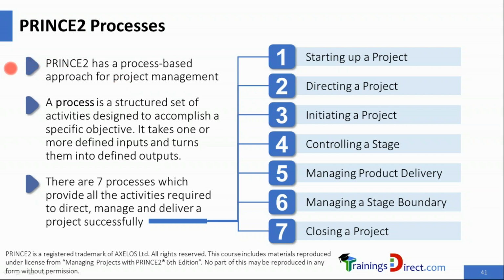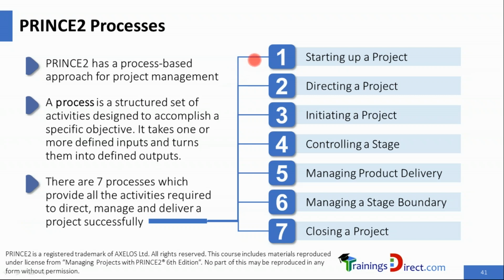PRINCE2 processes. PRINCE2 has a process-based approach for project management. A process is a structured set of activities designed to accomplish a specific objective. It takes one or more defined inputs and turns them into defined outputs. In general, in any environment, processes take inputs, process them and convert them into outputs. There are 7 processes which provide all the activities required to direct, manage, and deliver a project successfully.